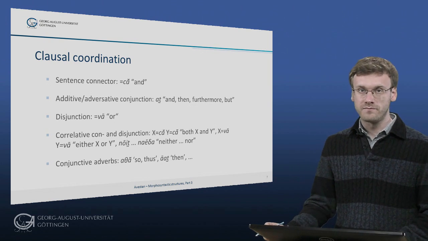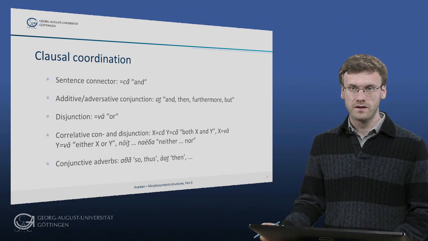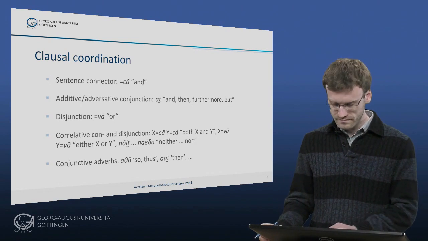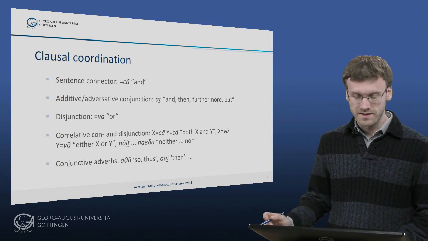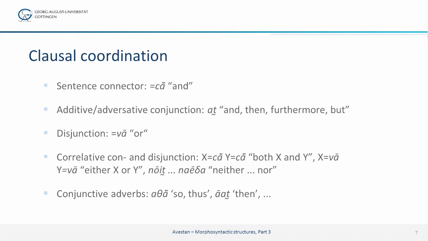A variety of particles may serve to coordinate clauses in Avestan. Only a few are listed here on the slide. The most important ones include the enclitic sentence connector cha, or in Old Avestan, cha, and.